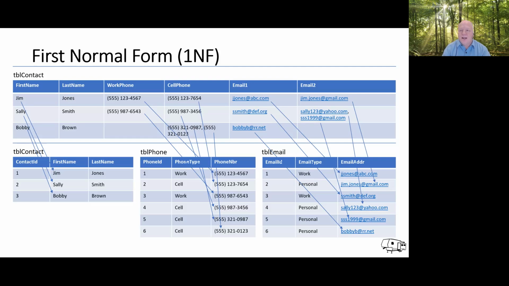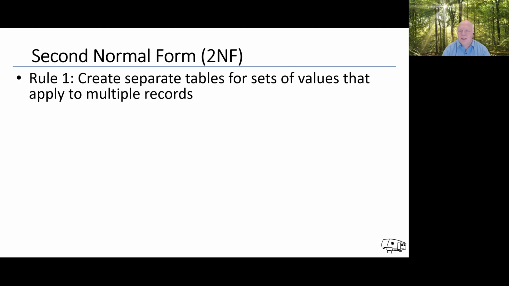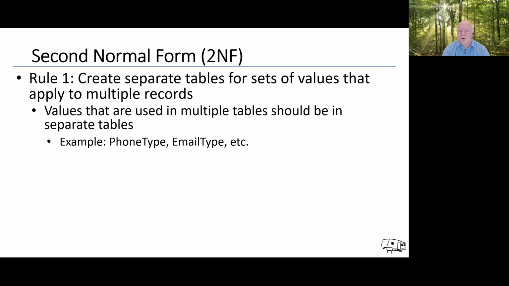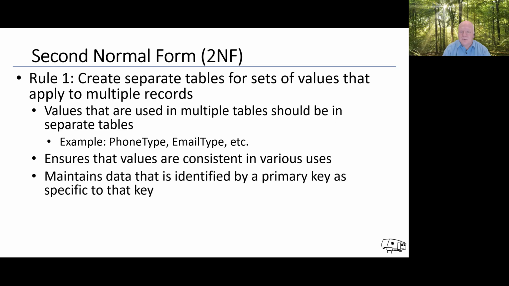So we have what's known as the second normal form. The first rule for that one is to create separate tables for sets of values that apply to multiple records. So for example, when we talked about the phone types and email types, we would want to separate that out. So we have a table for phone type and one for email type, so that we can apply them to multiple rows and even multiple tables. It ensures that we have consistent usage and consistent values each time they are used, and it helps us to maintain data in that primary key definition so it's specific to that key.